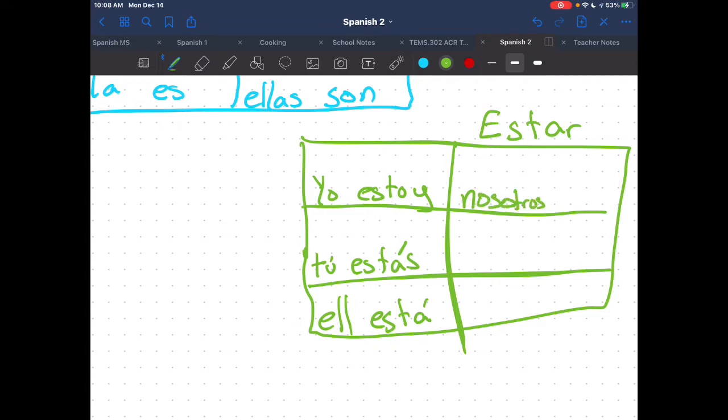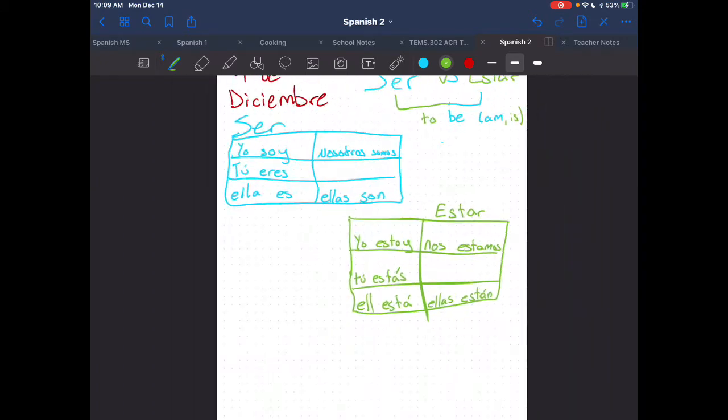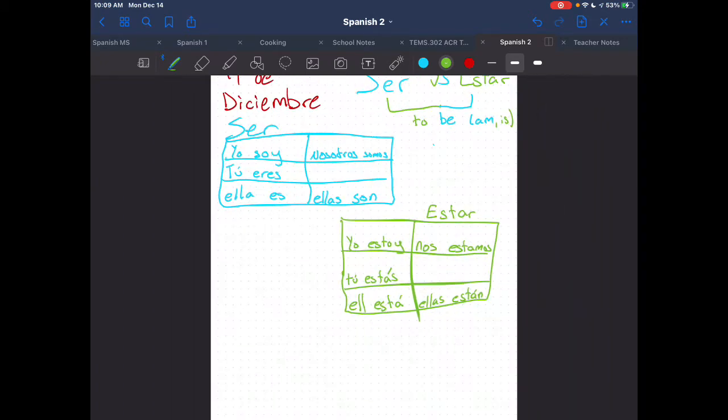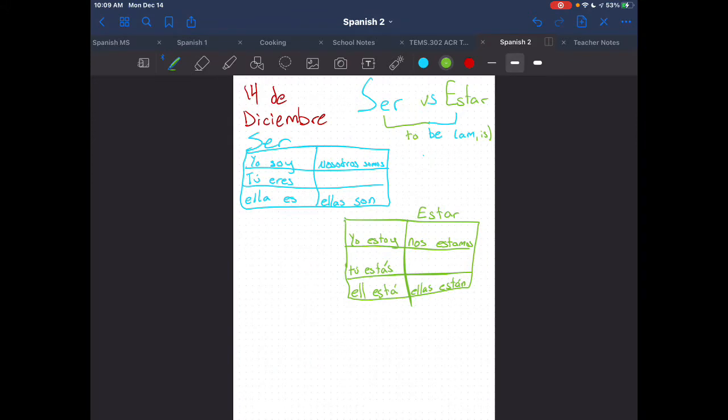I'll just put nos for nosotros. Nos estamos. And then ellas están. Okay? So here is the way to conjugate them. This is just a reminder. We've done this. We've had quizzes on this. I know you guys know this, and I know we're going to do well in this. Okay? So here is just how do we use them.